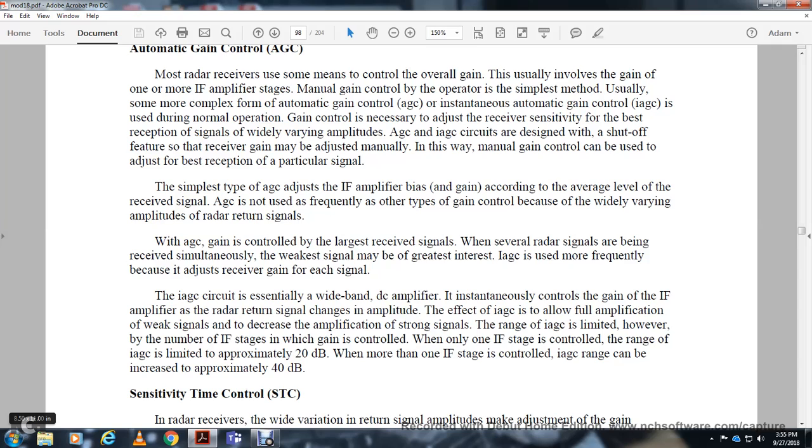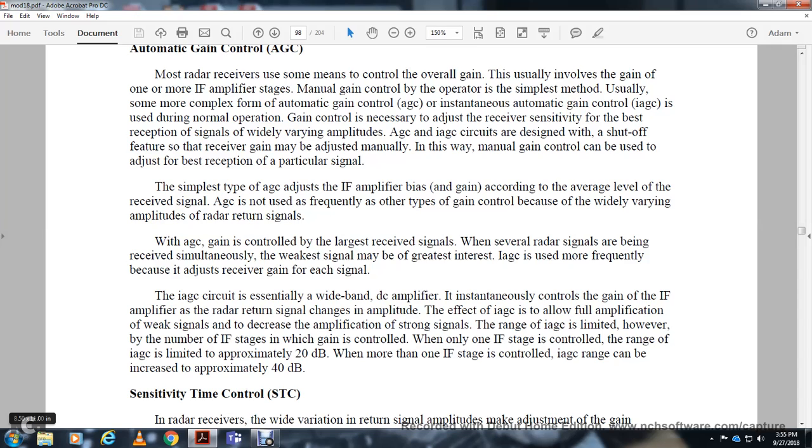Instantaneous automatic gain control is used frequently because it adjusts the receiver gain for each signal. The instantaneous automatic gain control circuit is essentially a wideband DC amplifier that instantaneously controls the gain of the intermediate frequency amplifier according to the amplitude of the radar return signal. The effect is full amplification of weak signals and reduced amplification of strong signals.